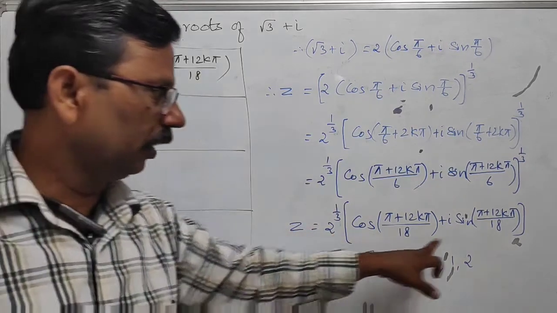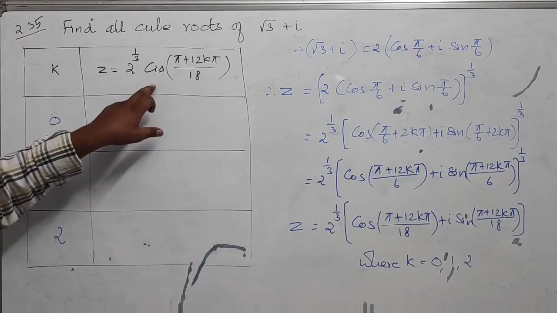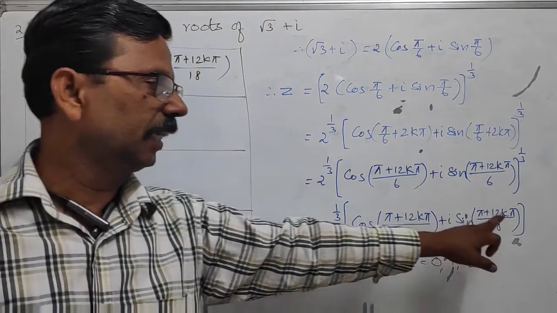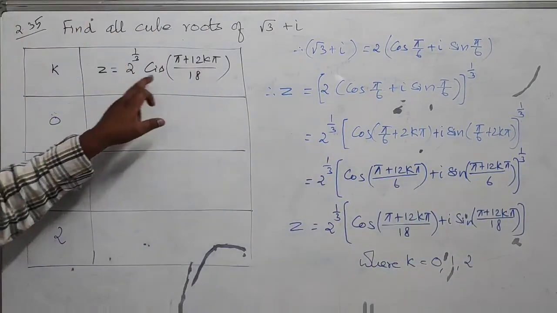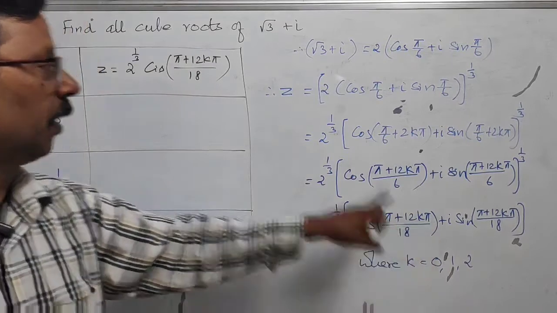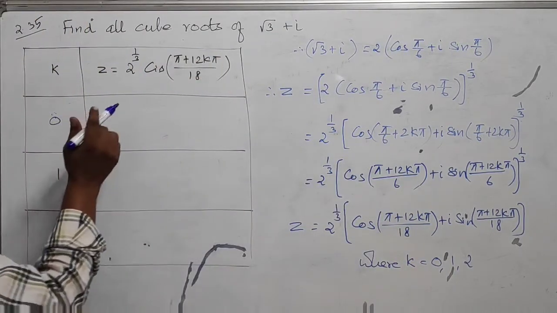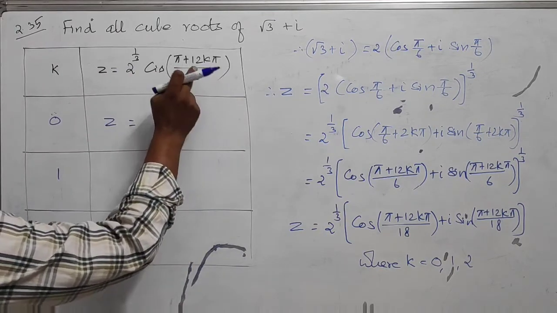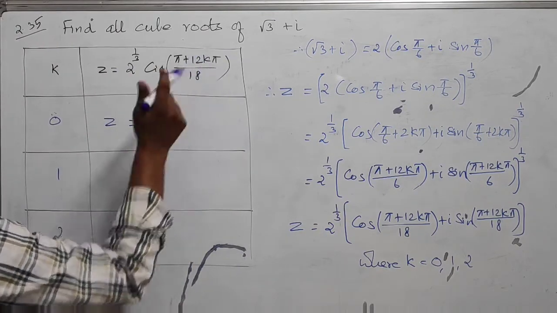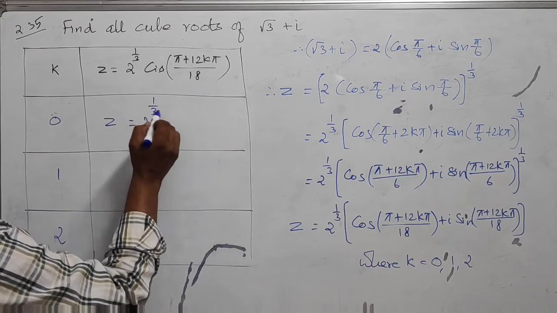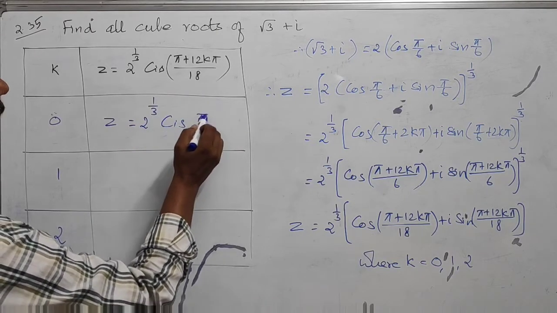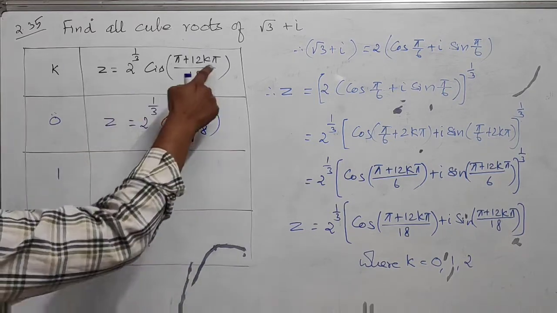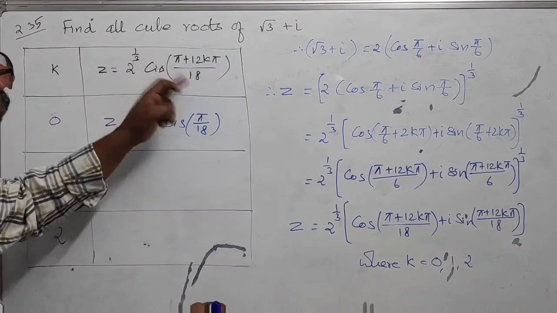Now instead of writing this lengthy form, I have written it in abbreviated form as cis form. 2 power 1 by 3 into this cos theta plus i sin theta can be written as cis theta. Therefore, cis theta is (pi plus 12k pi) by 18. Therefore, when k equal to 0, you can write z is equal to 2 power 1 by 3 into cis pi by 18. K equal to 0 means this term alone will become 0, you get pi by 18.